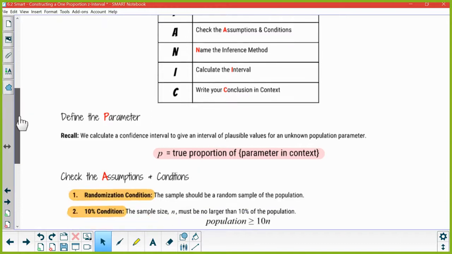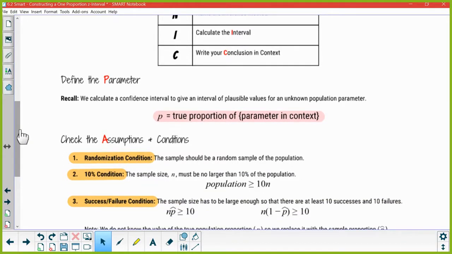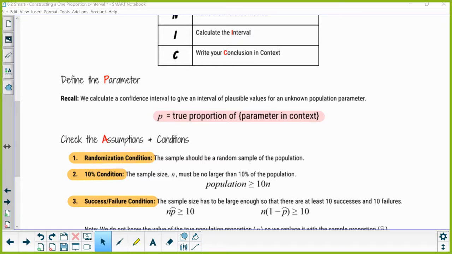So the first thing, how do I define the parameter? Well, recall we calculate a confidence interval to give an interval of plausible values for an unknown population parameter. So we have to say, what is it that we are trying to describe? And for us in this unit, it's always going to be proportions. It's always going to be P. So we will say P is equal to the true proportion of blank. Whatever the question is asking, whatever the context is, whatever your parameter of interest is, that is what we state. We have to define P before we go in and create intervals.